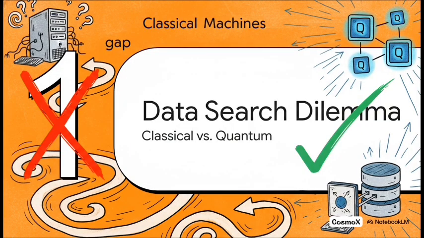And that brings us to what we can call the data search dilemma. It's this growing gap between the super complex questions we need to ask and the insane amount of time it takes for our classical computers to even find an answer. This is the exact moment where quantum computing steps onto the stage.